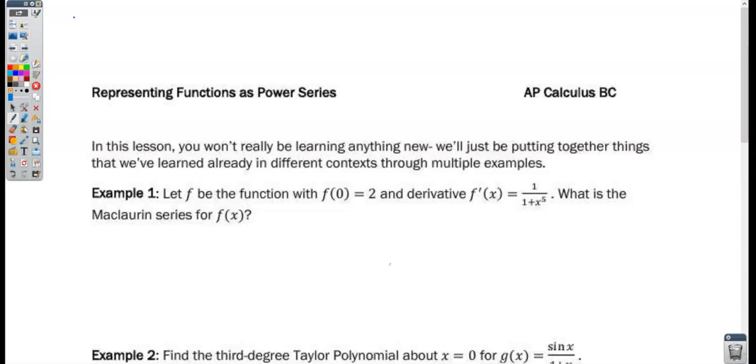Here we are, section 10.15, representing functions as power series. Congratulations. This is the final lesson of the course. We made it. In this lesson, we're not going to really be learning anything new. We're just going to put some things together that we've already learned in some different contexts. We're going to look at a bunch of examples about how we can represent functions and manipulate functions when they are represented as power series.